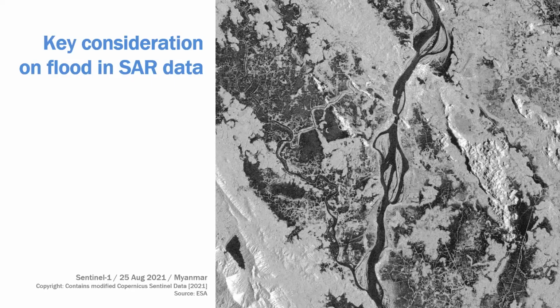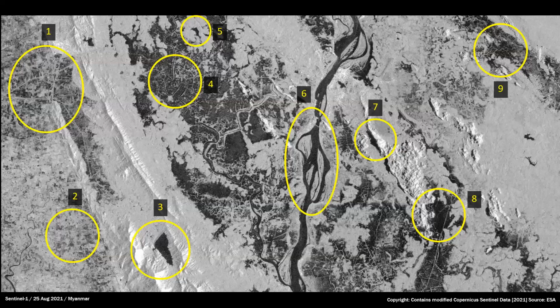So now we jump to the technical things regarding the key considerations on flood in SAR data. Here I am using Sentinel-1 acquired on 25 August in Myanmar. In these images, you see a lot of flood showing here, like water in black color. Someone may observe that, okay, all is flood, but in each yellow circle there are some different definitions.